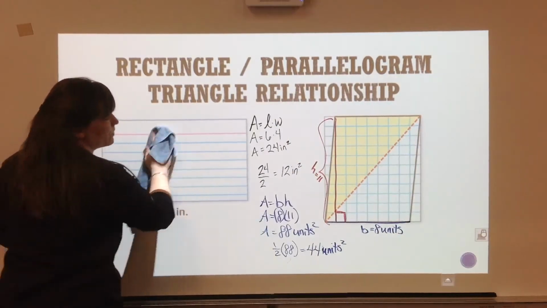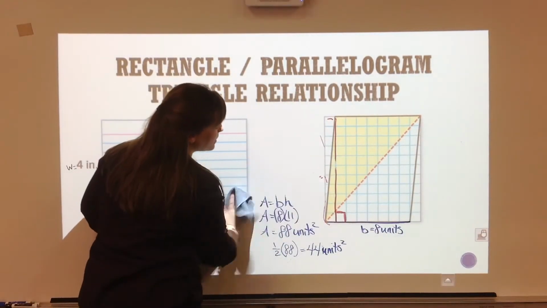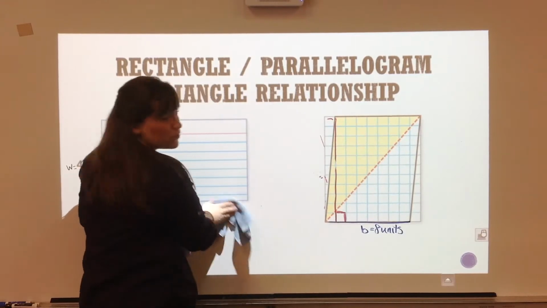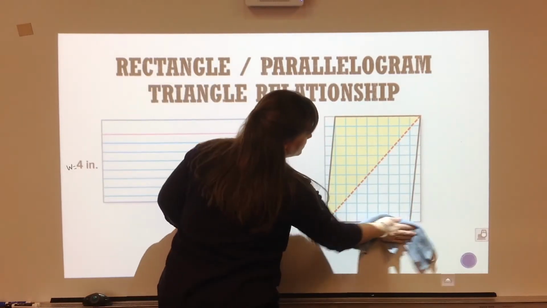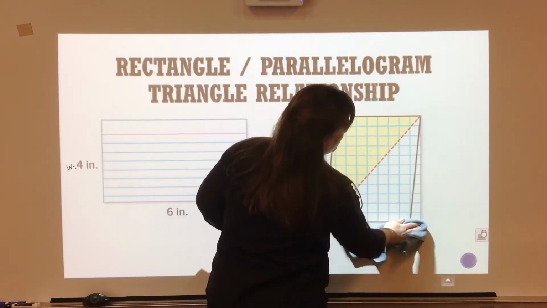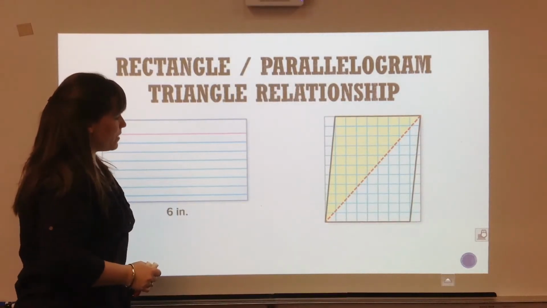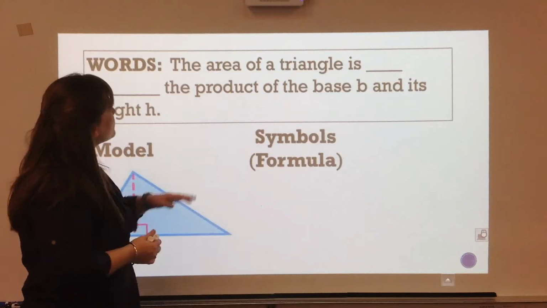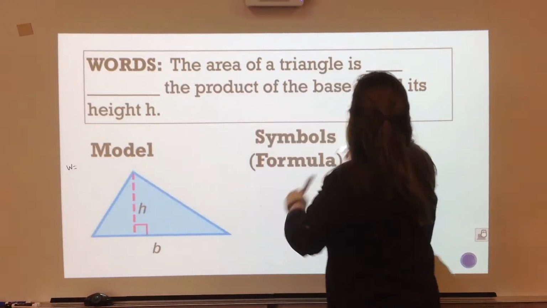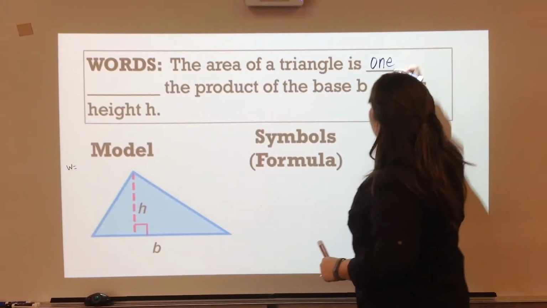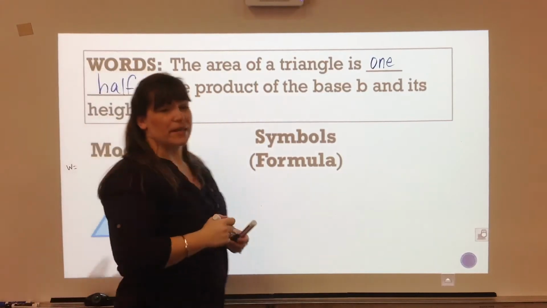What we saw with parallelogram and rectangle is that we can find the area of two triangles because that forms a rectangle or a parallelogram, and then we can cut it in half and get the area of the one triangle that we're interested in. So the area of the triangle is 1/2 the product of the base and its height.